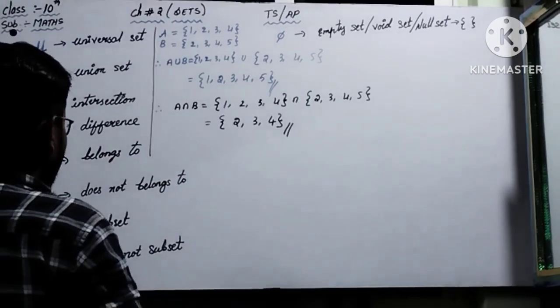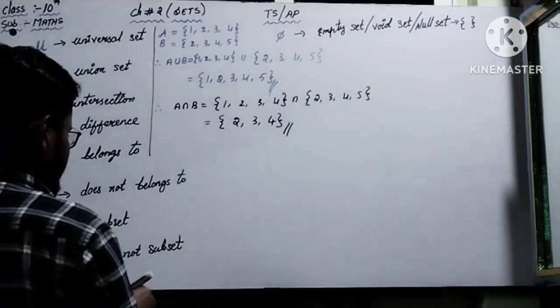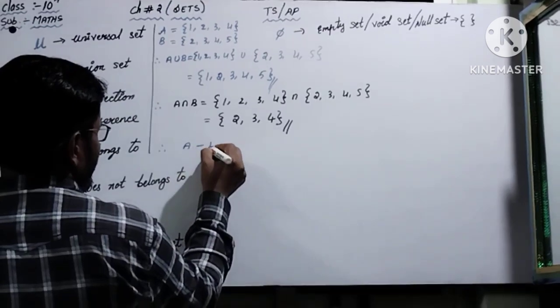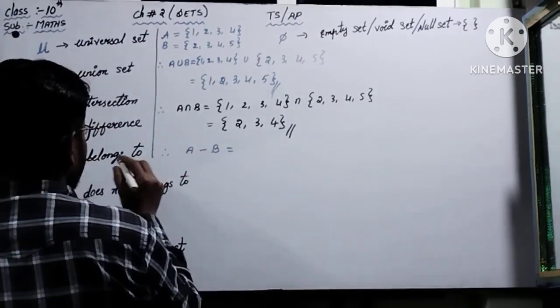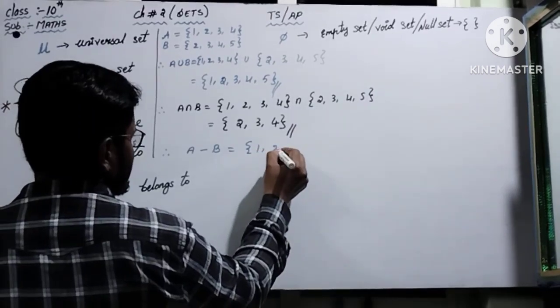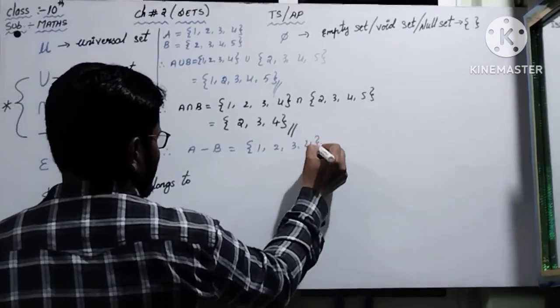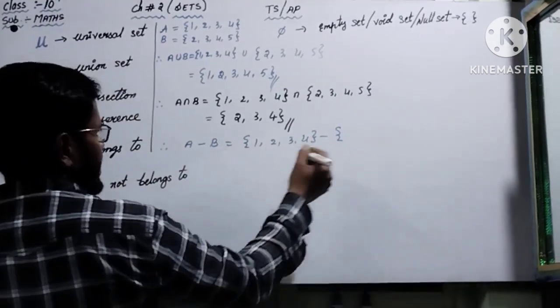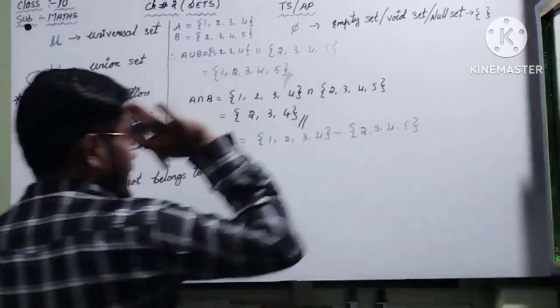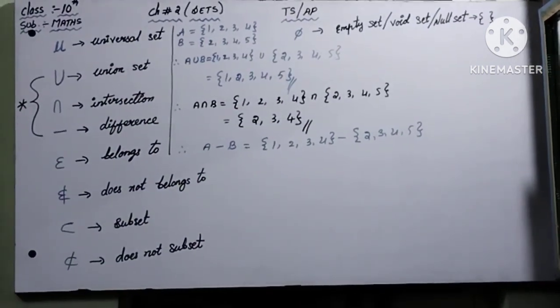Then the next one I am finding is difference. Let's see difference, the third one: A minus B. Write the elements of A: 1, 2, 3, 4, minus the elements of B: 2, 3, 4, 5. I have taken all the elements of both sets A and B.